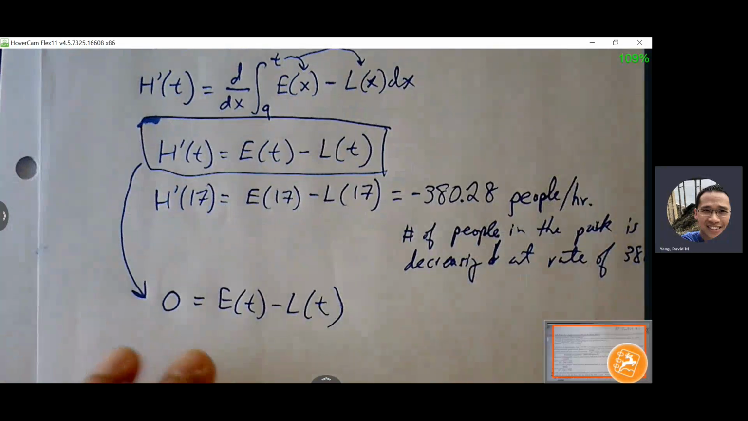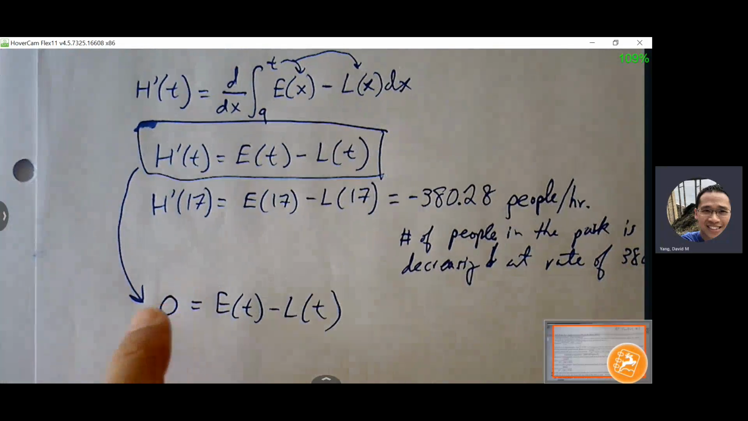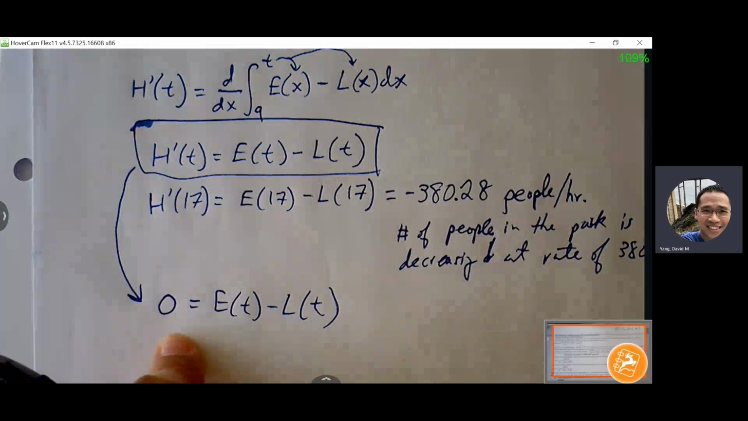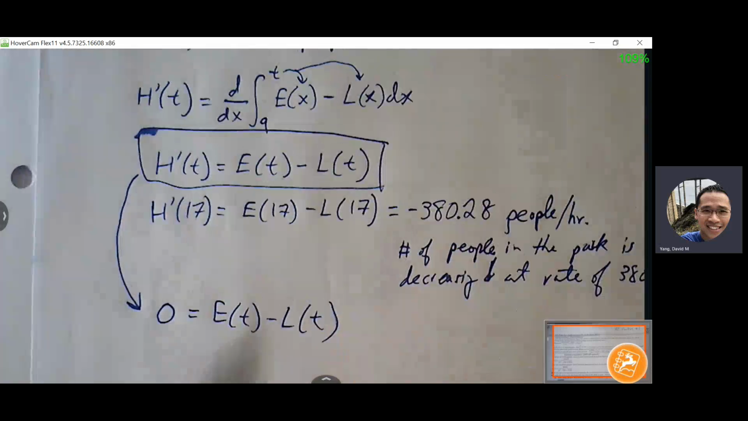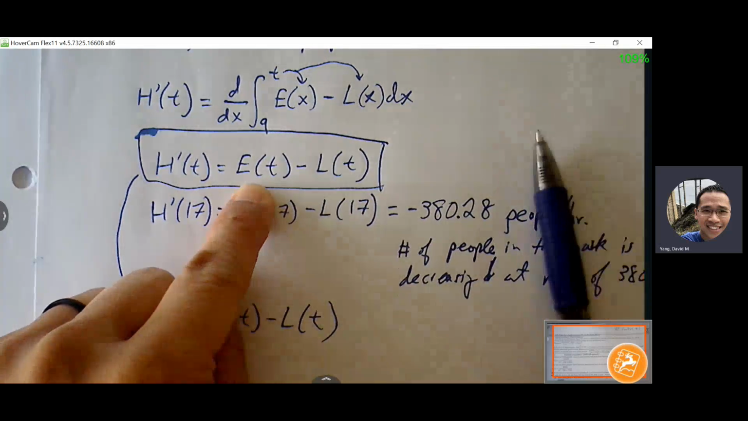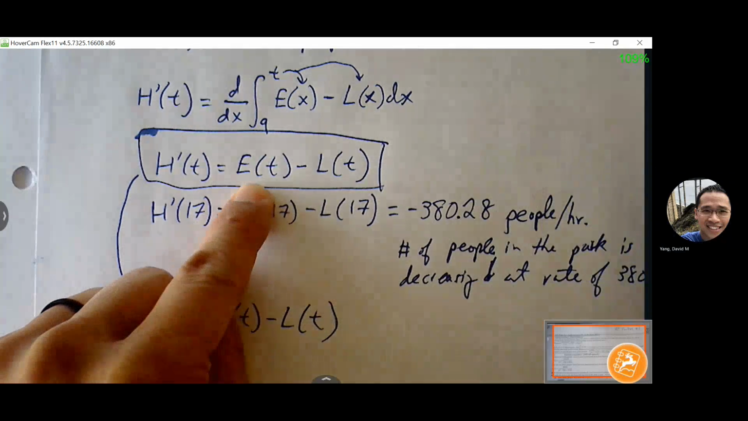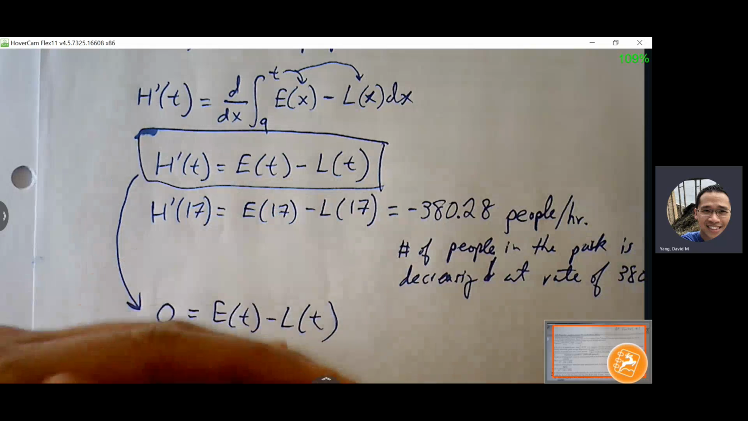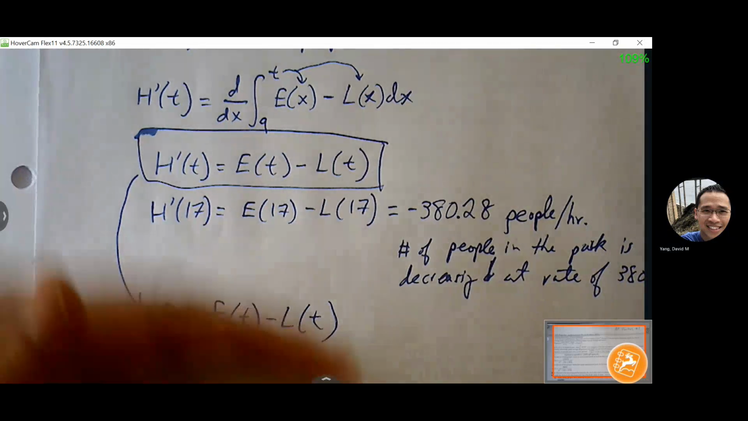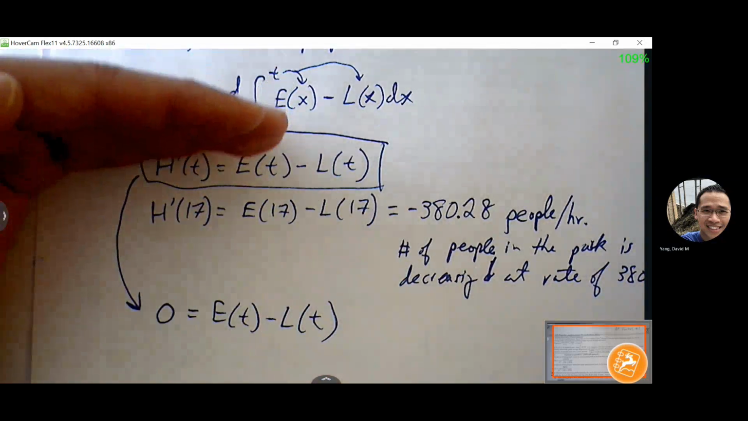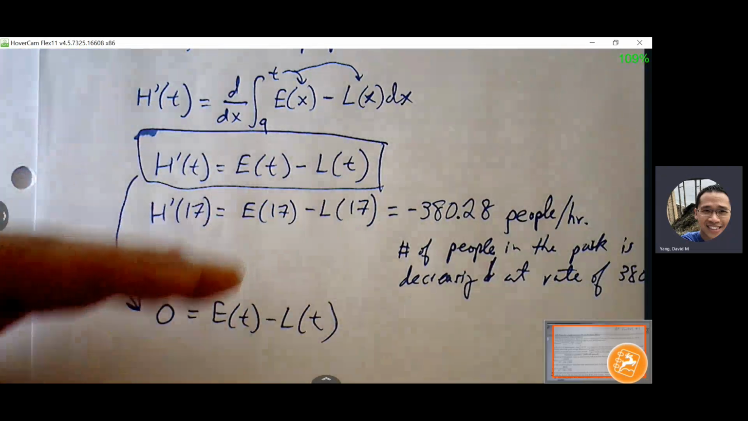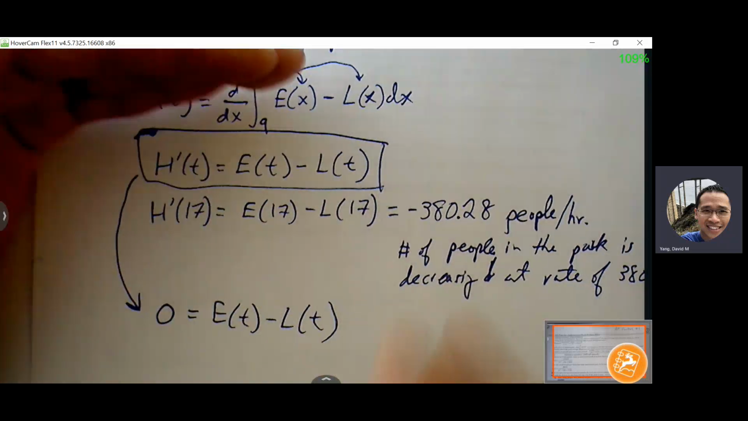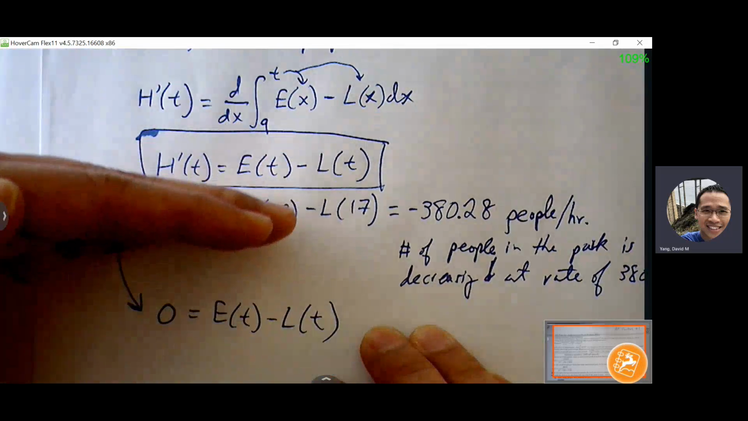But I want us to kind of make sense of this. Why is it that I can find my maximum just by setting my derivative equal to 0? So I want us to think about this. E of t is the rate at which people are entering the park. What's going to happen to E of t as the day progresses? It's going to decrease, right? If you compare 12 p.m. to 3 p.m. to 5 p.m., the rate at which people are entering is going to be decreasing.